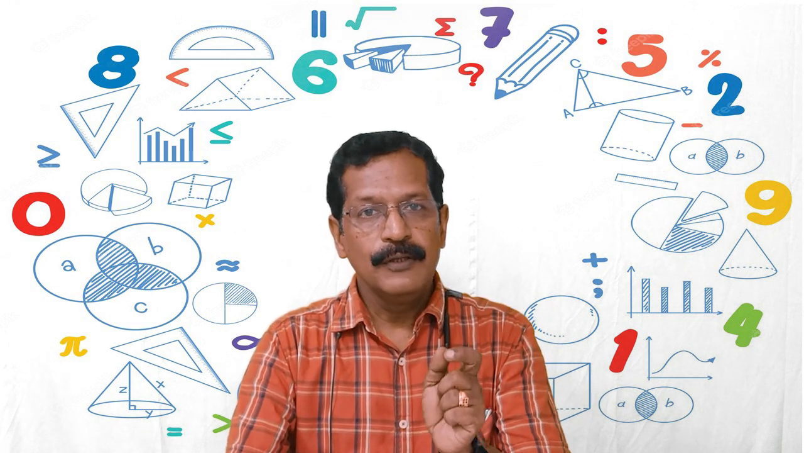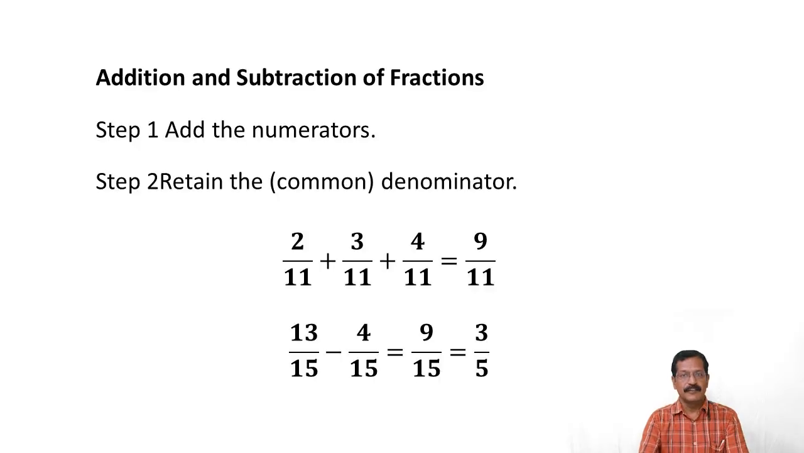Now let us discuss addition and subtraction of fractions. Addition and subtraction of fractions means we have to study only like fractions. Addition and subtraction of like fractions. The procedure is, step 1, you add the numerators. Step 2, retain the common denominator.